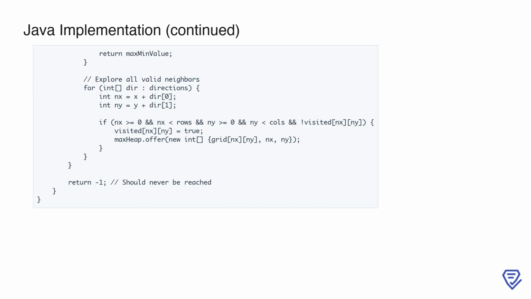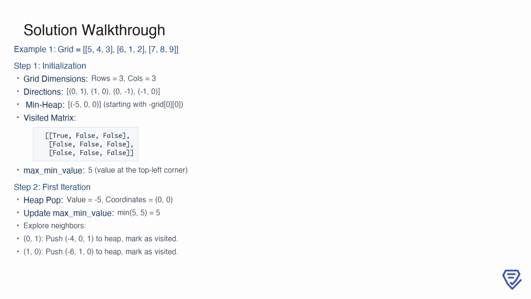This completes the implementation, ensuring that we efficiently calculate the maximum minimum value in the grid using a combination of priority queues and a breadth-first search approach. Here, we begin with an example grid of size 3 by 3. The dimensions of the grid are noted as 3 rows and 3 columns. To navigate through the grid, we define the 4 possible movement directions: right, down, left, and up.